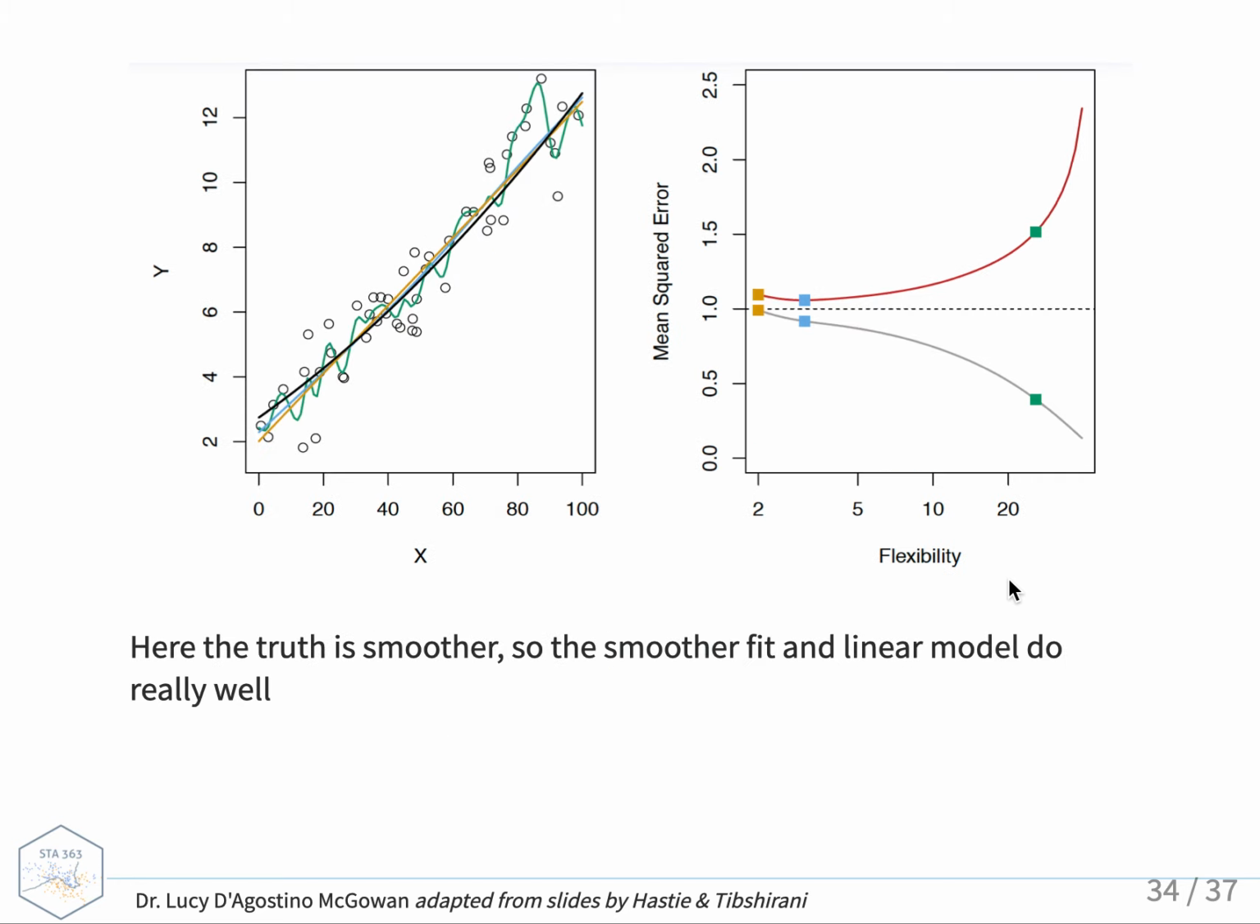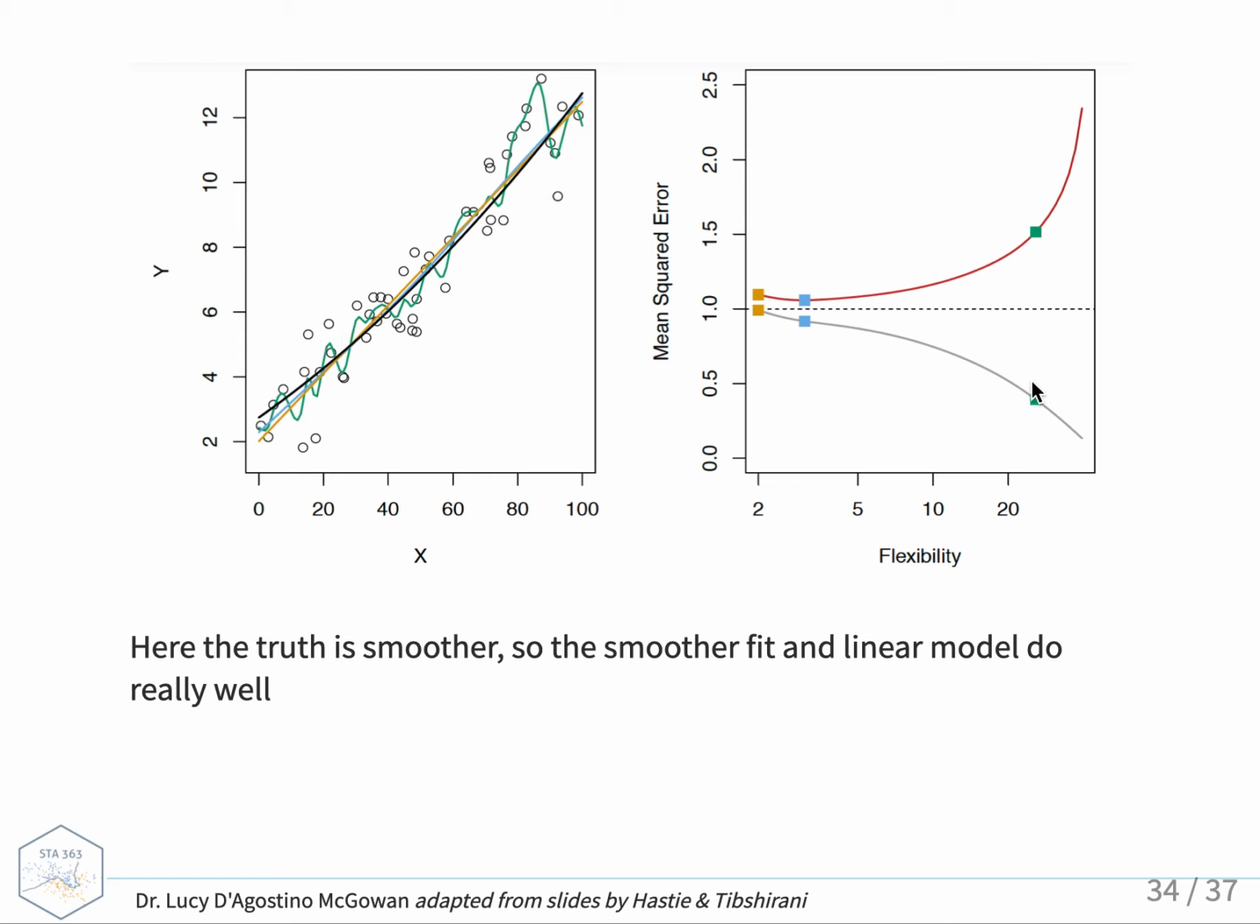So here the truth is smoother. So the smoother fit and the linear model do really well. And so this is the same idea, but just with a different set of data. So the underlying truth, the underlying f of x is still this black line. And then I've got a straight line here. My linear model is orange. Blue is a little bit more flexible. And then my green is, again, very, very flexible.